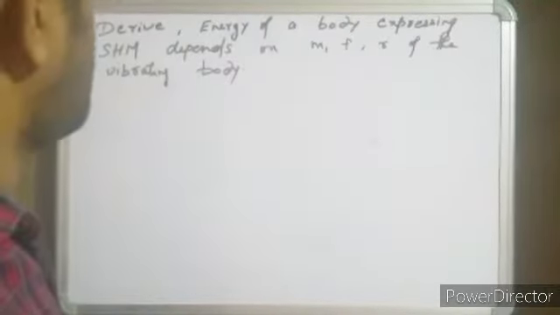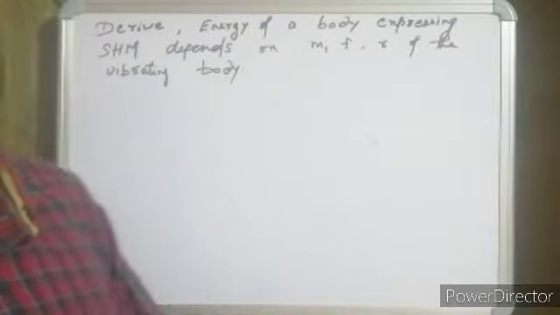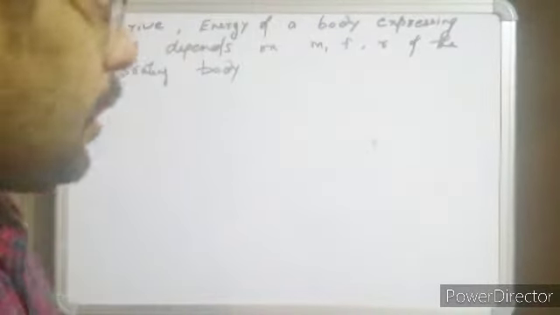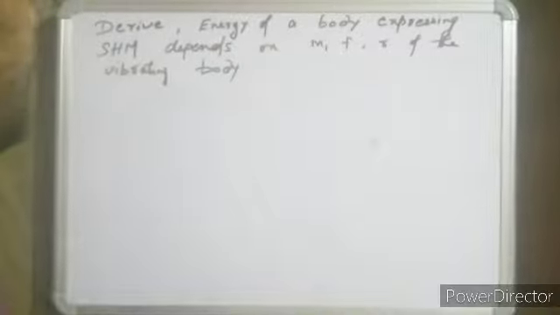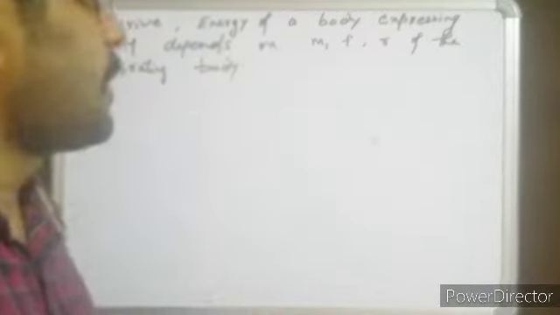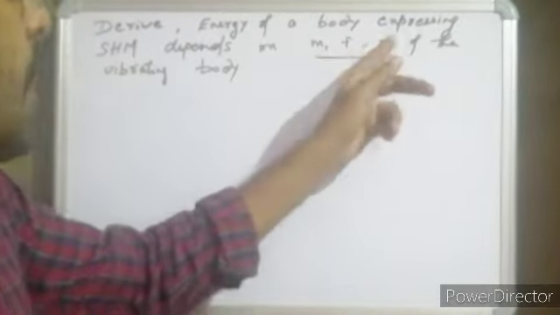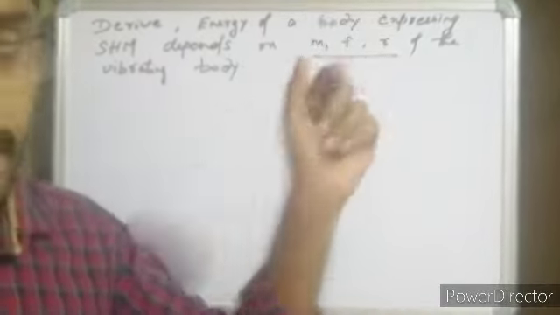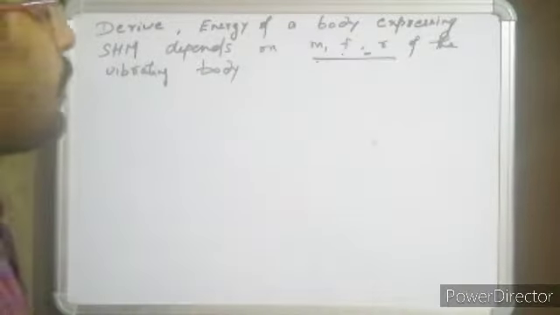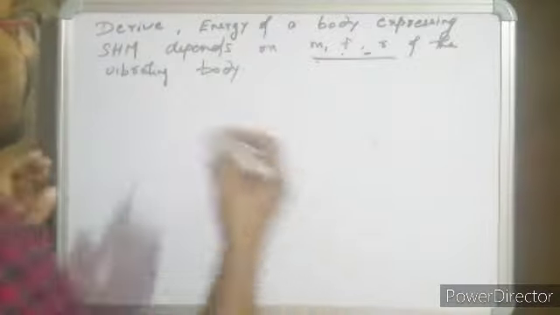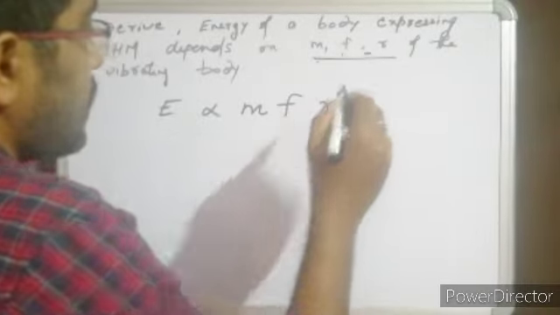Coming to your next question, you are asked to derive, using the dimensional method, the energy of a body executing simple harmonic motion. It is also given that it depends upon three factors: mass m, frequency f, and the amplitude taken as r. These are the three quantities on which the energy depends. So we know energy E is proportional to mass, frequency and amplitude.